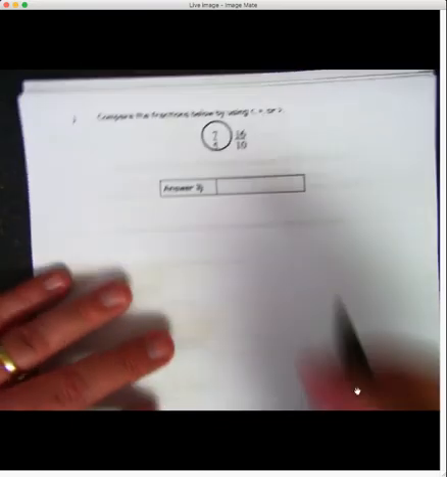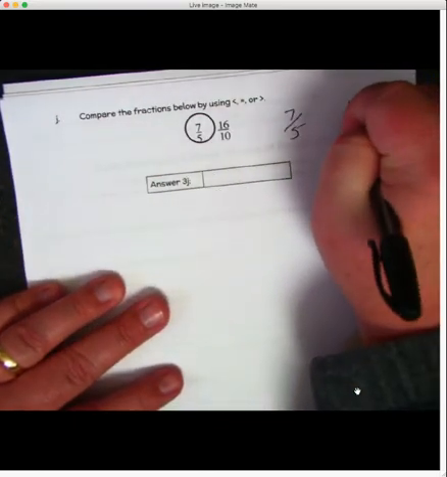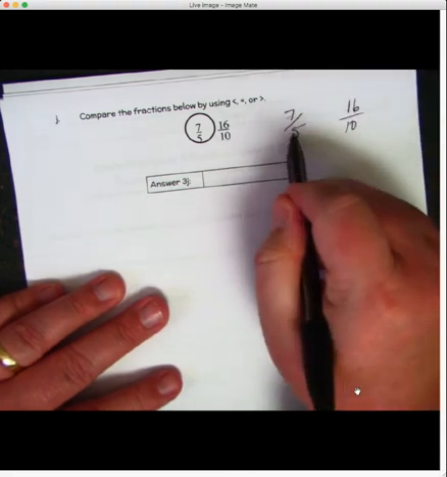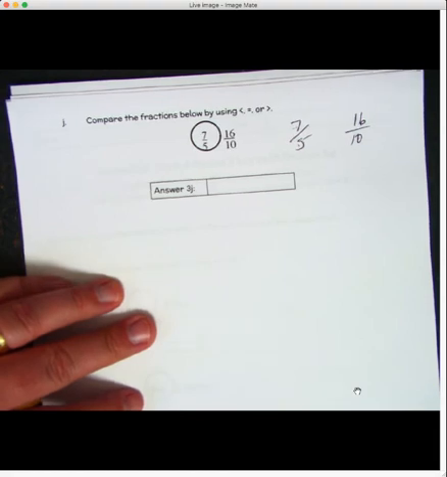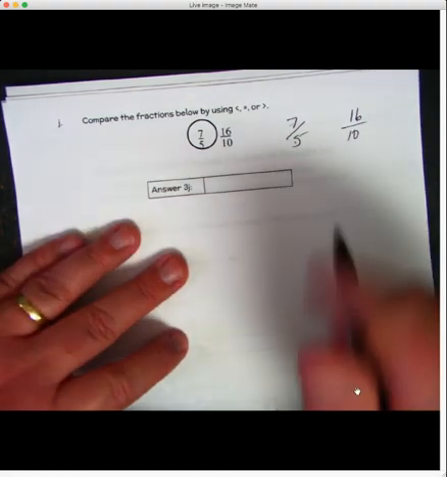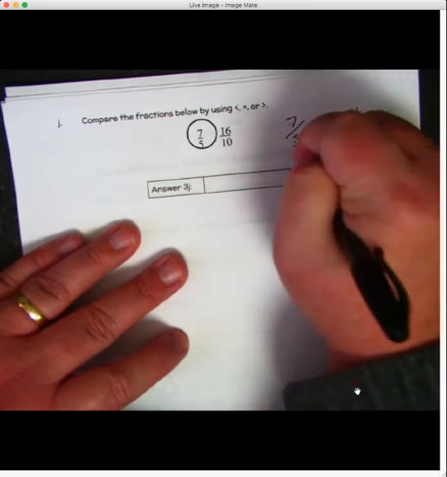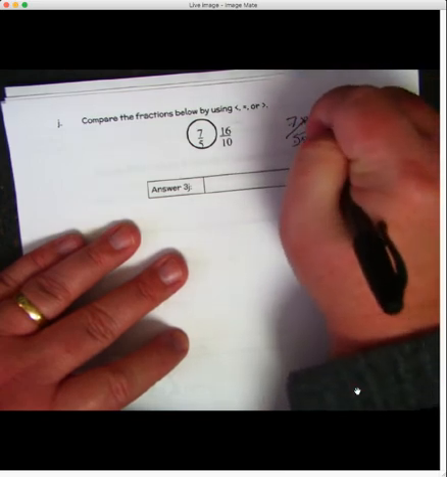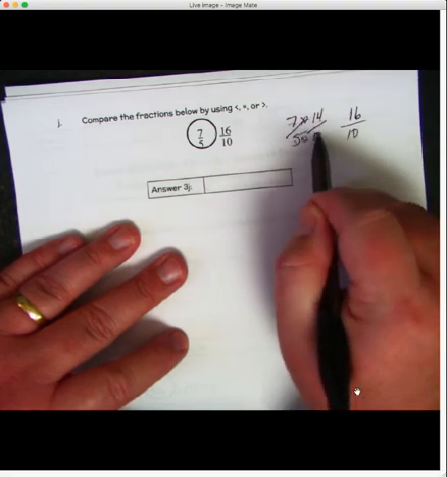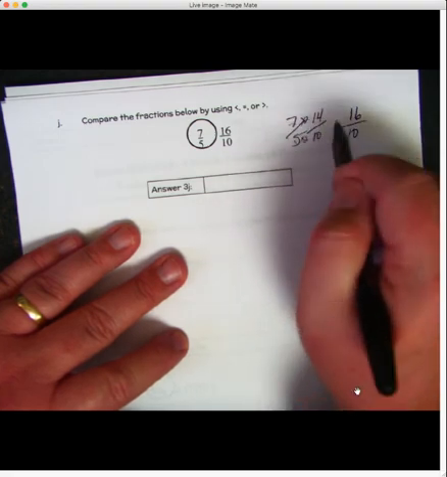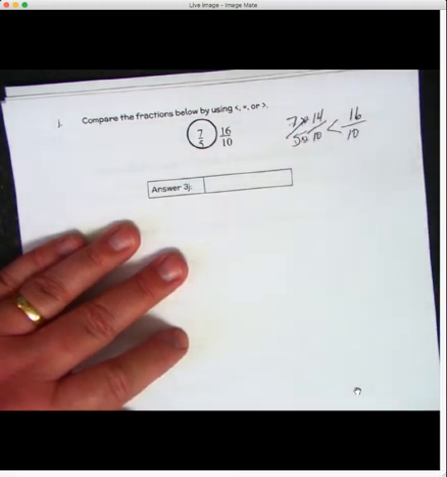Last one. So many. 7/fifths and 16/tenths. That's bigger than 1. That's bigger than 1. So our last one, we've got to figure out, my goodness, we've got to make a common denominator again. So 5 times 2 is 10. 7 times 2 is 14. So an equivalent fraction for 7/fifths would be 14/tenths, which is less than 16/tenths. 16/tenths is the bigger one.